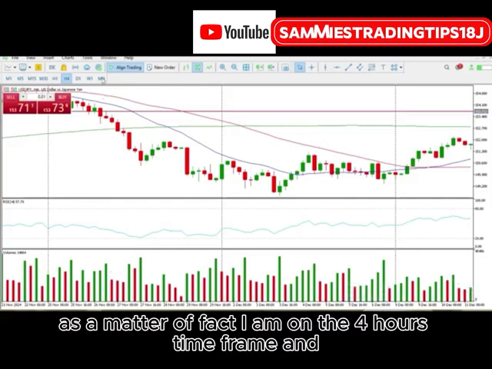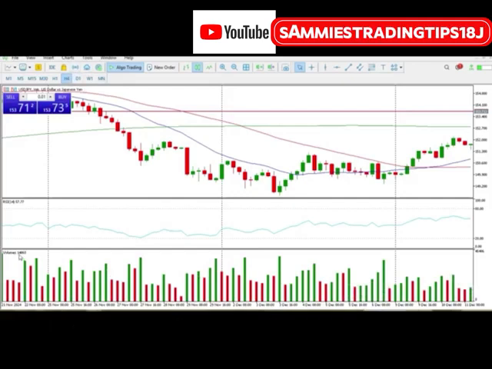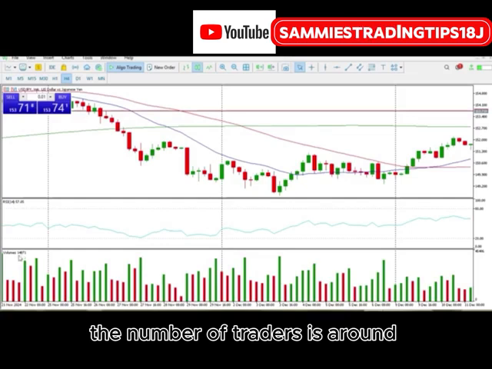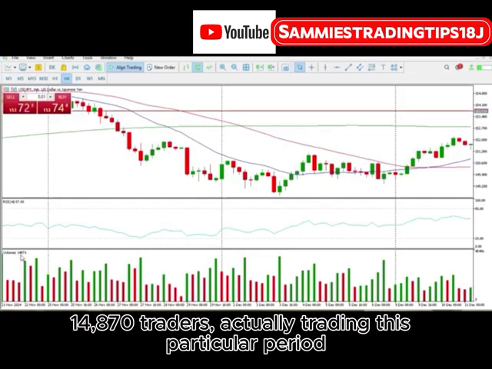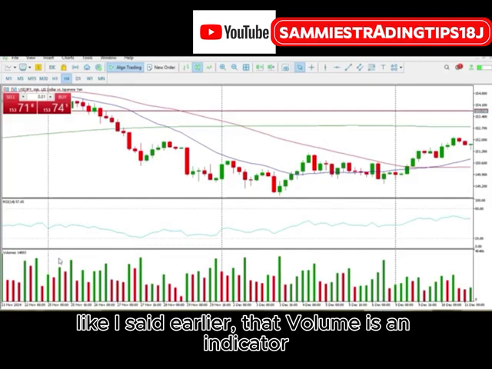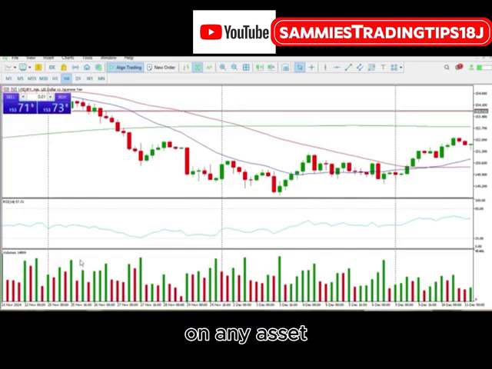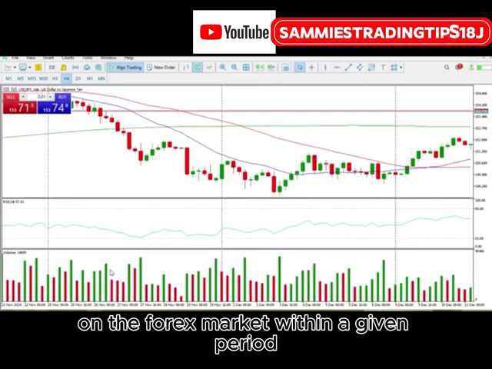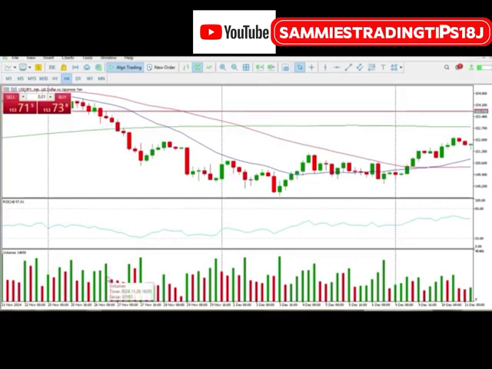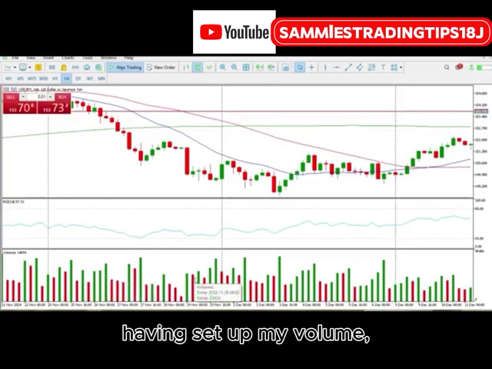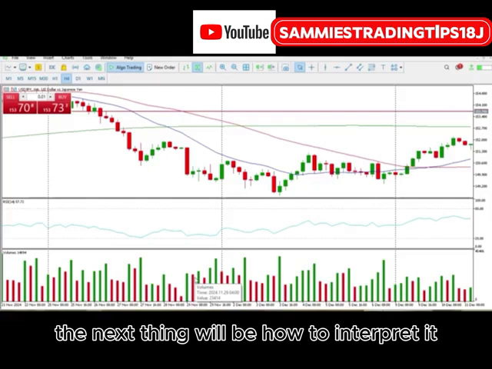As a matter of fact, I am on the 4 hours time frame, and the number of traders is around 14,870 traders actually trading this particular period. Like I said earlier, volume is an indicator that tells us the liquidity on any asset on the forex market within a given period. So presently, having set up my volume, the next thing will be how to interpret it.